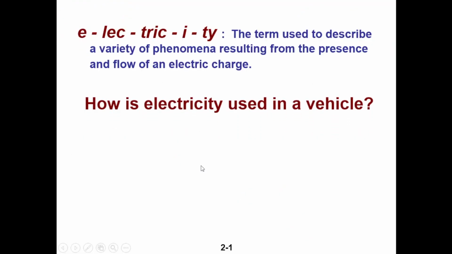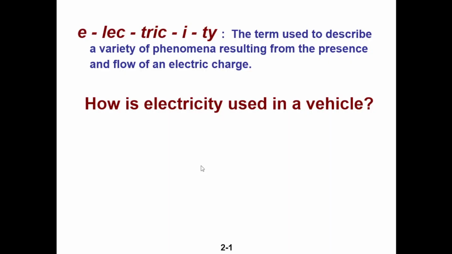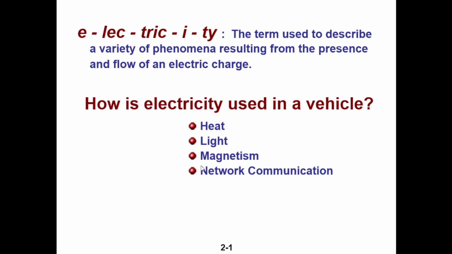To work. So electricity is a term that we use to describe a variety of things that happen from the flow and result of electrical current. That's what we're trying to establish. So we use electricity in a vehicle, and I'll be referring to my PowerPoint that you'll see in the corner. We use electricity in 4 different ways: for heat, for light, for magnetism, and for network communication.